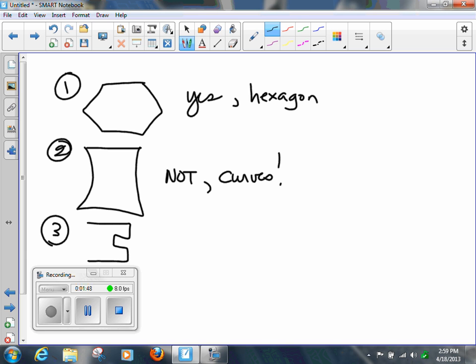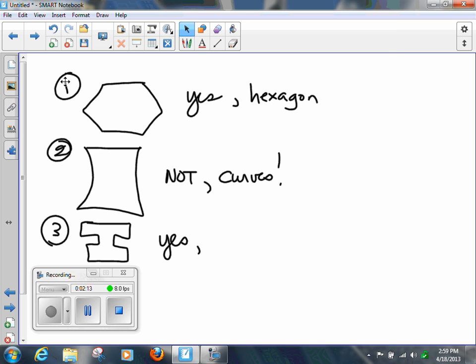Number 3 looks something like this. Now that looks like the UT T. Kind of, sort of. Okay. That looks like University of Tennessee T. Kind of. That's a bad drawing. Is that a polygon? Yeah. Yeah, it is a polygon.